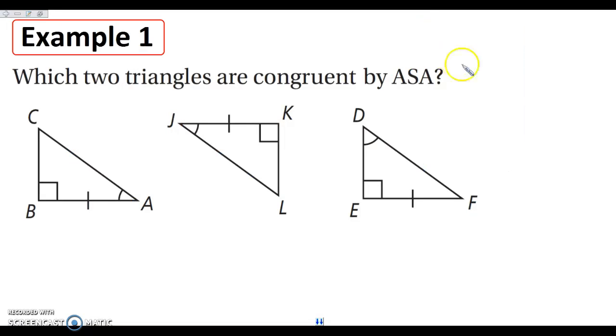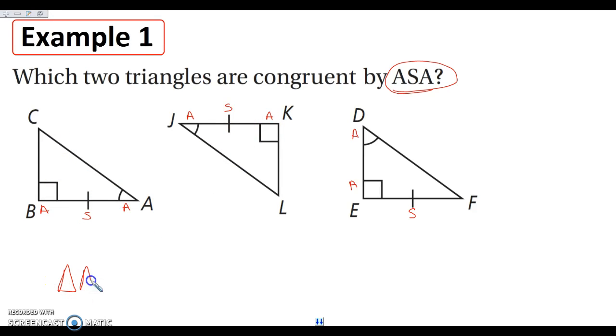I want to know which triangles are congruent by angle, side, angle. That means I want 2 angles congruent and the side in between them. So if I look here, I have a right angle. Here's my side. Here's the other angle that is congruent to this angle. Here's my side. Here's my angle. Here's an angle, and here's an angle, and here's a side. I want to know which of these 2 are congruent using angle, side, angle. This one has the included side. This one has the included side.